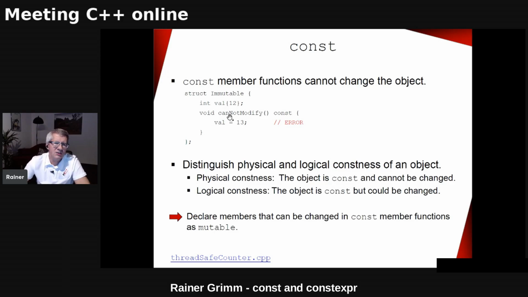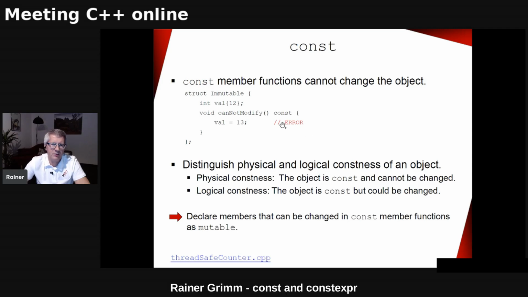So this is exactly what is said. When you declare a member function as const, you cannot change the state of the object inside. Okay, this is an error. But here's the first thing a lot of people don't know. We have two kinds of constness: physical constness and logical constness.